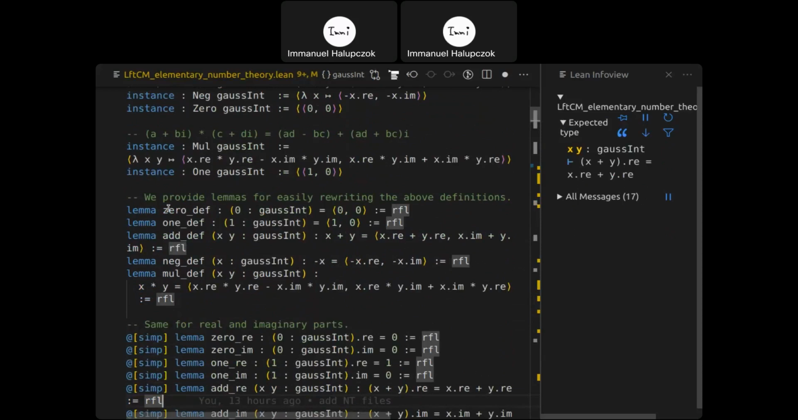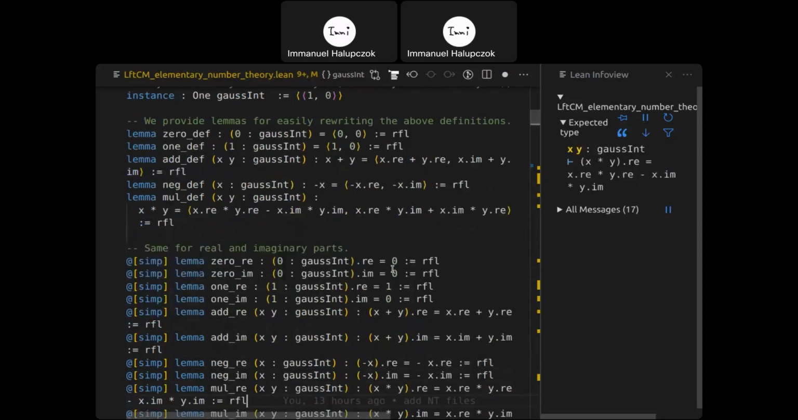So for example, zero_def, this is just telling me that the zero in the Gaussian integers is just this element (0, 0) that we just defined. For example, add_def, this is telling me that x plus y is the same as adding real parts and imaginary parts. And in all of these lemmas, the proof is rfl, meaning that all of these are true by definition, but it's useful to have them sometimes so that we can rewrite.